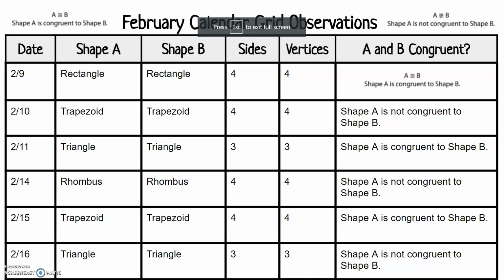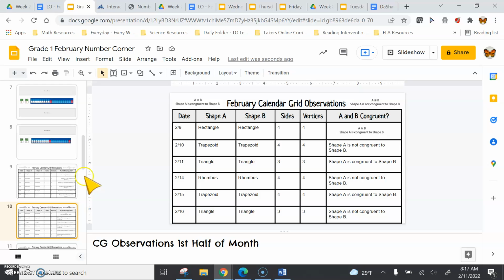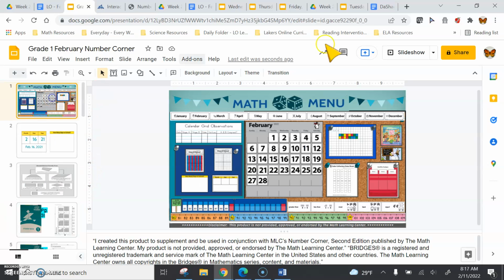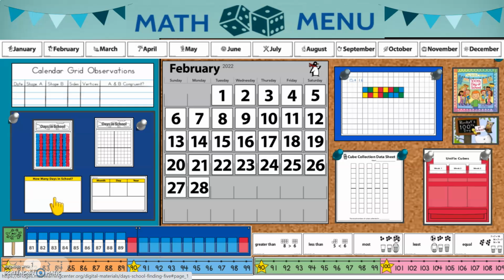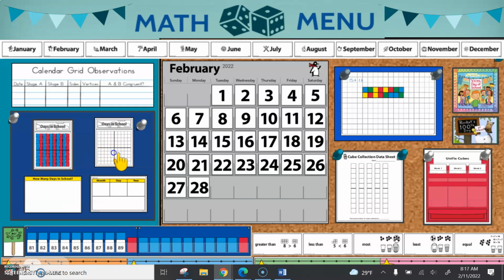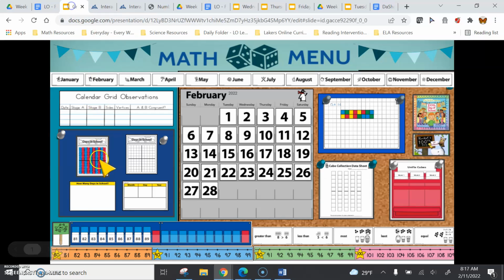We keep track of that because as we look, we've had some that were congruent and some that were not congruent. So it's always great to look back and see what we have identified so far this month. As we go back up and explore more, we're going to add some more information.